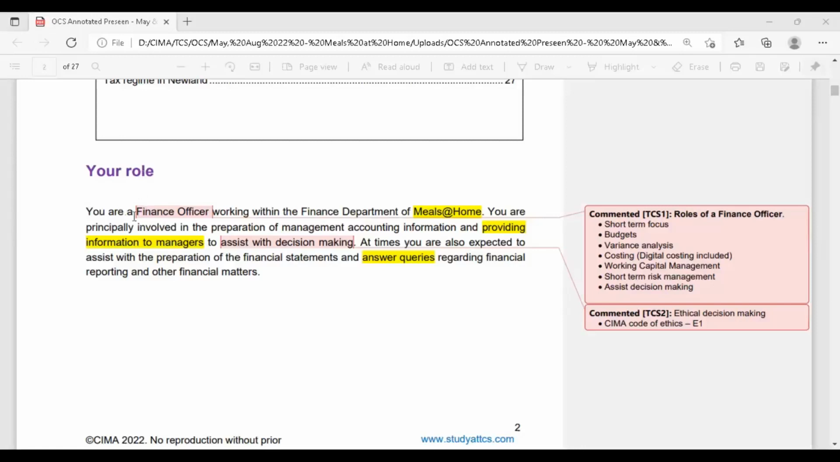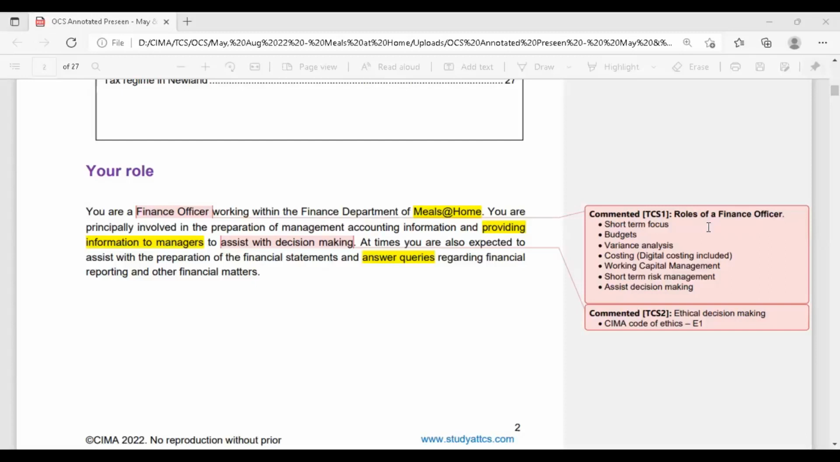All right. So your role is that of a finance officer working within the finance department of Meals at Home. Meals at Home is the name of the company in which you are employed. As a finance officer, your role is focused on the short term, because since you are at the lowest level of the organization, you are not involved with strategic decision making. Instead you are supposed to carry out routine work, which is focused on the short term. And you need to carry out budgets, variance analysis, costing initiatives.